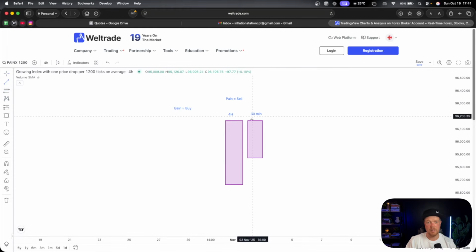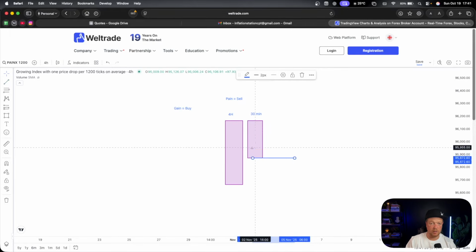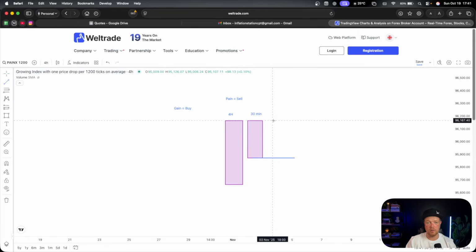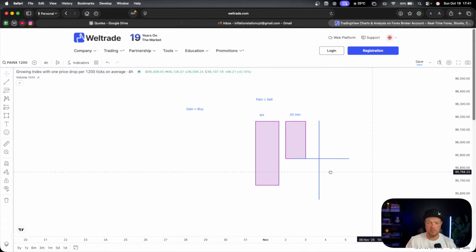So what happens, as soon as you get your very first bearish candle that is forming, you are going to mark out the low, not the wick of the candle. You're going to mark out the body of the candle where it closed, and then you are going to go all the way down to the 1 minute, right? All the way down to the 1 minute.